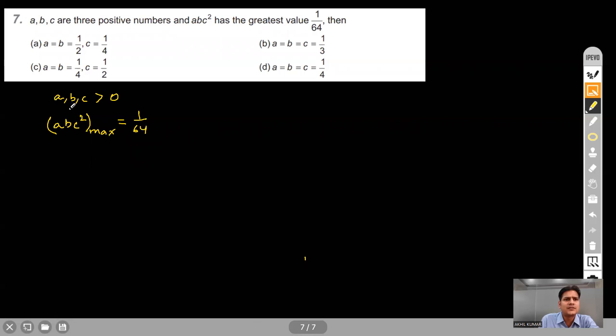Since these three numbers A, B, C are positive, we can apply arithmetic mean is greater than or equal to geometric mean. So we can write A plus B plus C by 3 should be greater than or equal to A, B, C raised to power 1 by 3. But here, what is given is A, B, C square, not A, B, C. So we have to split this A, B, C accordingly, as we have done earlier. So let me split. Let me consider.